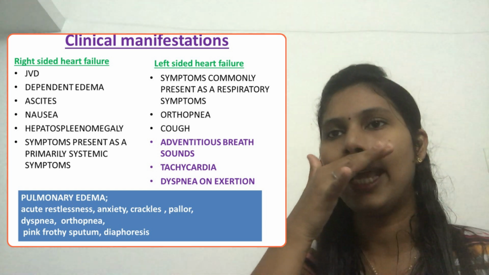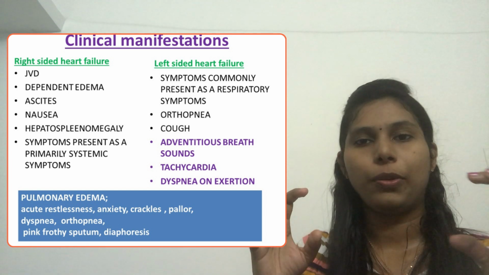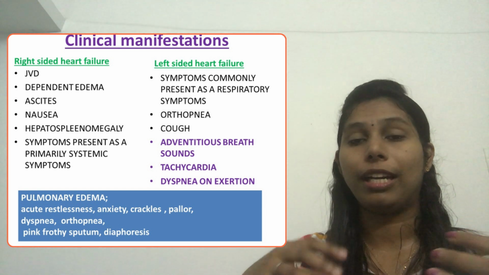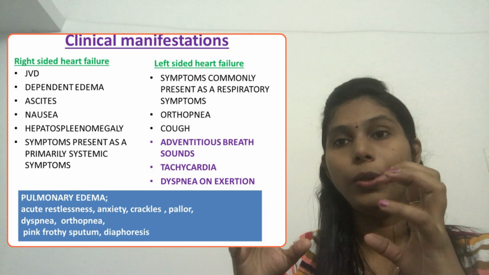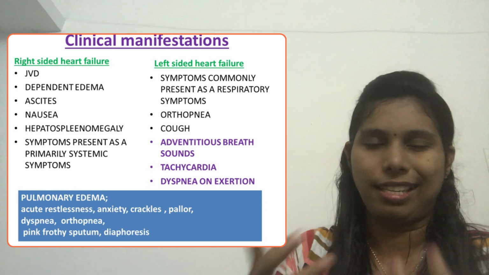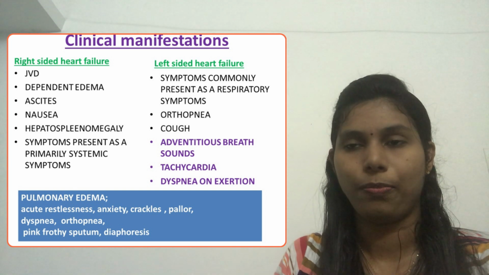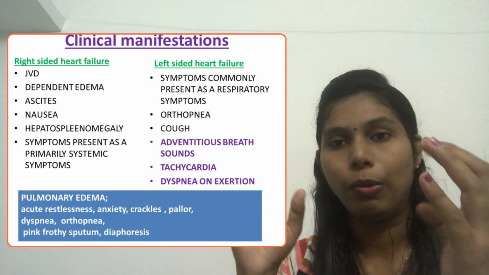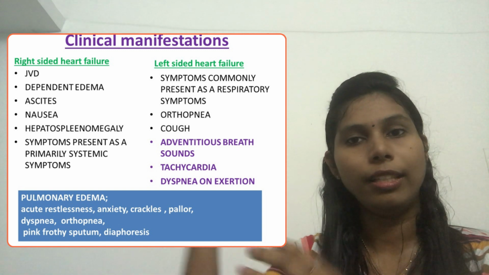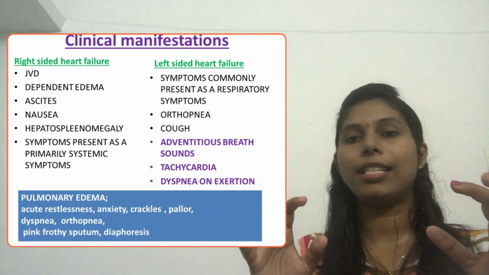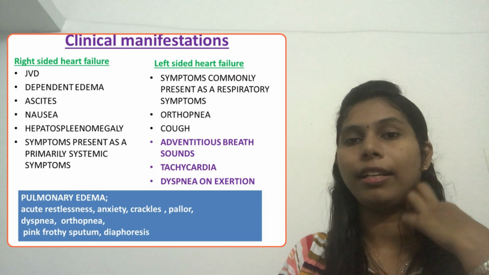Then another main symptom related to heart failure is pulmonary edema. Sometimes the questions will be related to pulmonary edema, so we might be confused about how it is connected. In pulmonary edema, some of the main signs and symptoms are acute restlessness. The client will present with restlessness. Then anxiety, crackles, pallor, orthopnea, diaphoresis. These are some of the main symptoms we can connect with pulmonary edema. But dyspnea is also there in left ventricular failure. In some cases, the question will not specify left ventricular or right ventricular failure. The question will be connected with pulmonary edema.